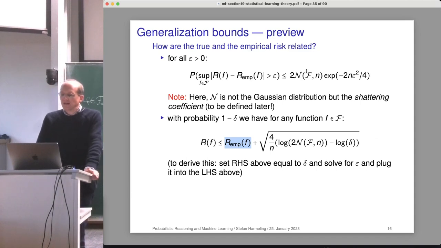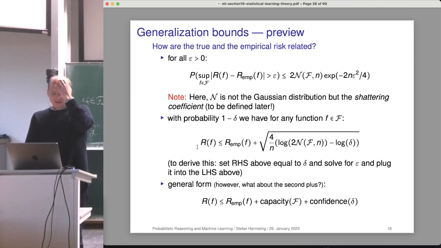Basically by setting this equal to delta, and then moving 2 times n to the other side and taking logarithms and so on and so forth, we get exactly this expression down here. So that is the expression that we get by setting the top part equal to delta and then solving for epsilon. Then we plug the solved epsilon into this inequality. So this is the epsilon, the square root of something, okay? And again you can see that for n against infinity we have the square root of 4 divided by n, so this thing gets really, really small, which means that the distance between those also gets really small. In other words, if I minimize the empirical risk, I'm also minimizing the true risk, which is a good thing to do, okay?